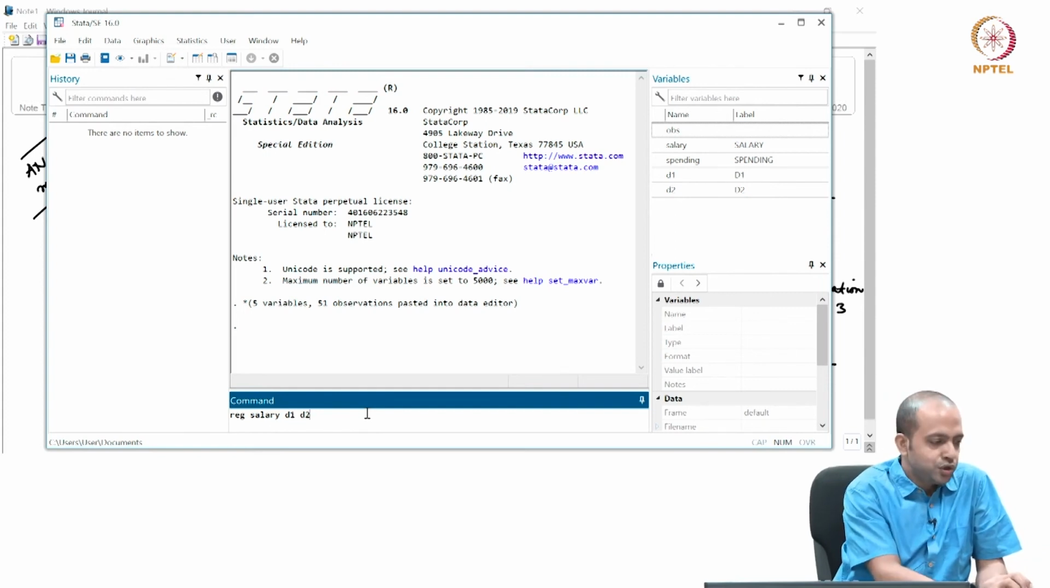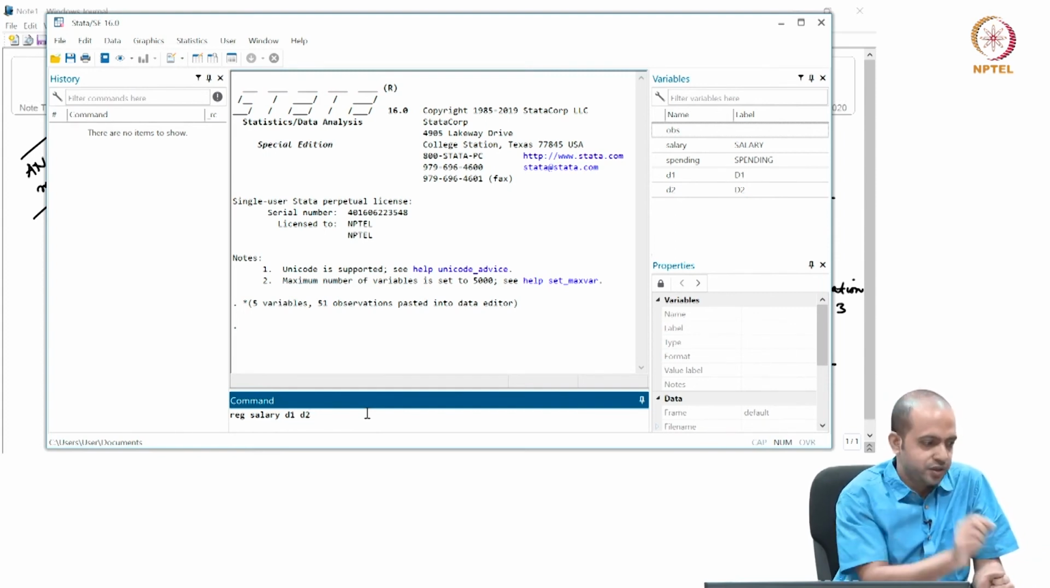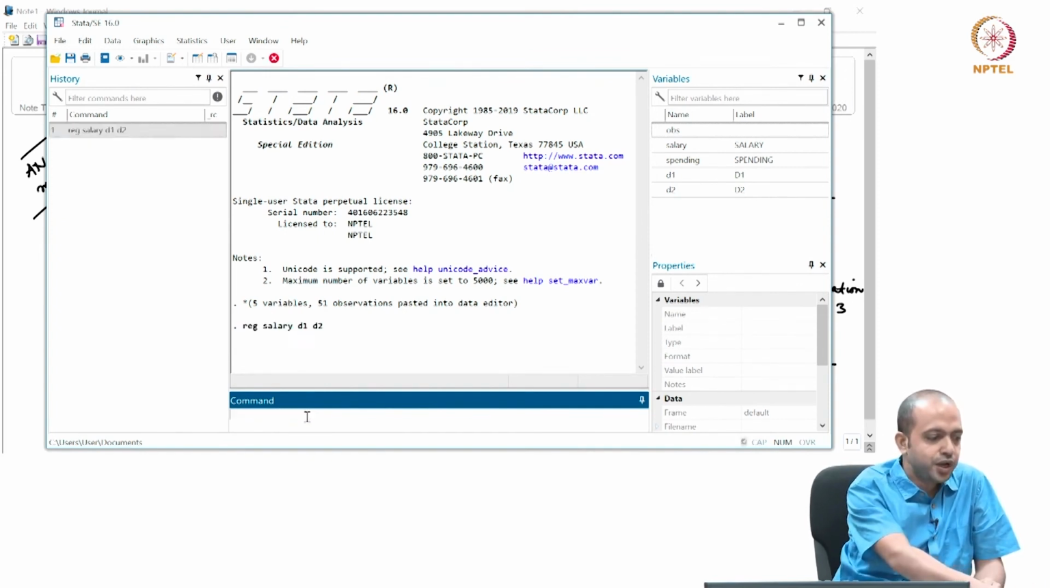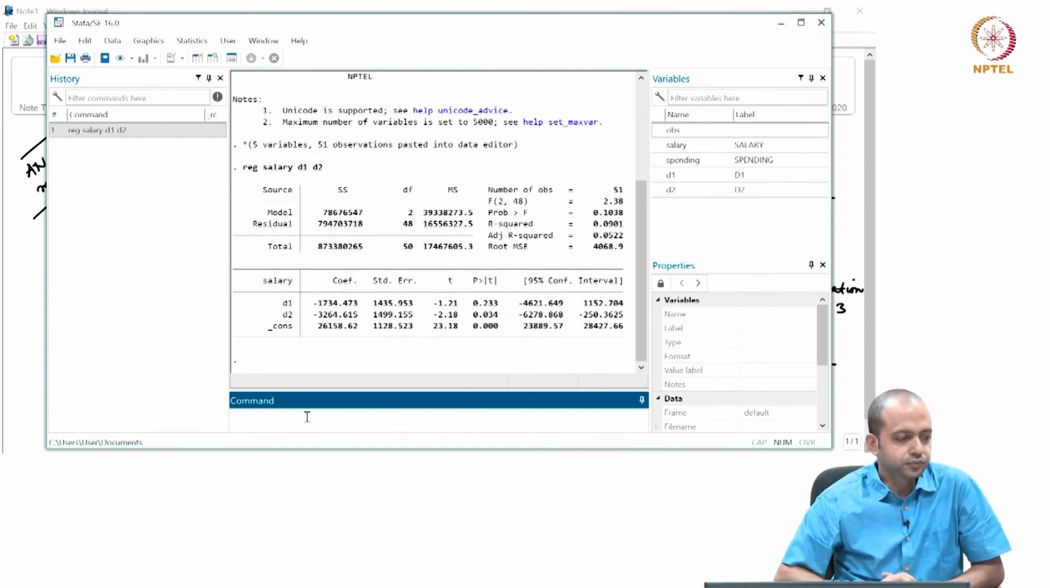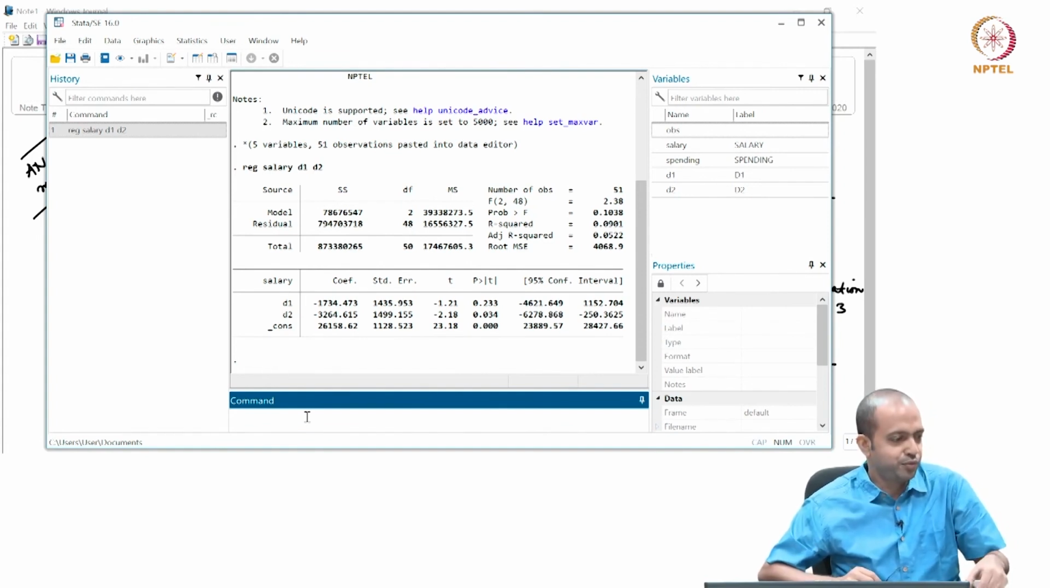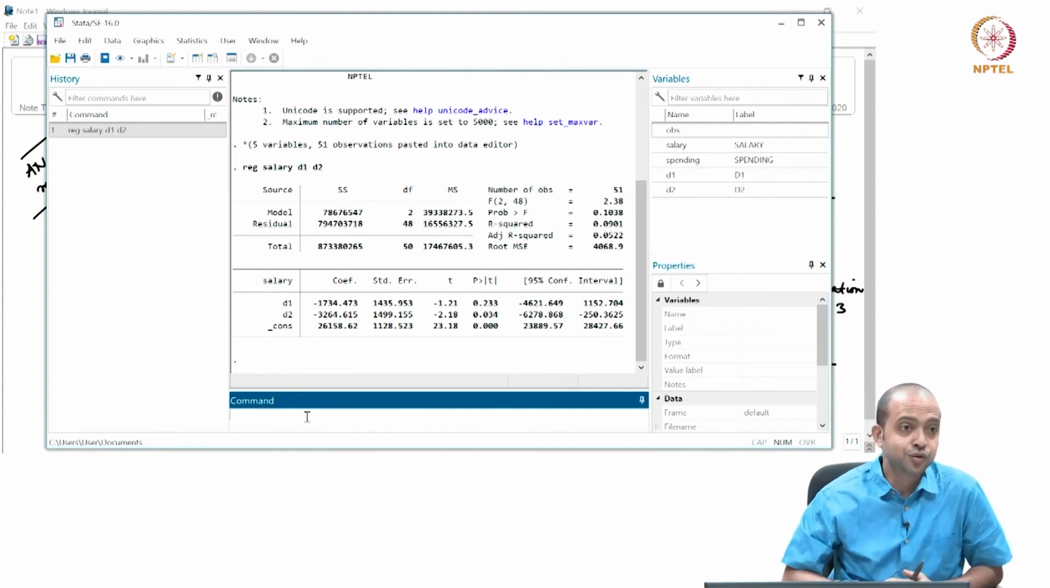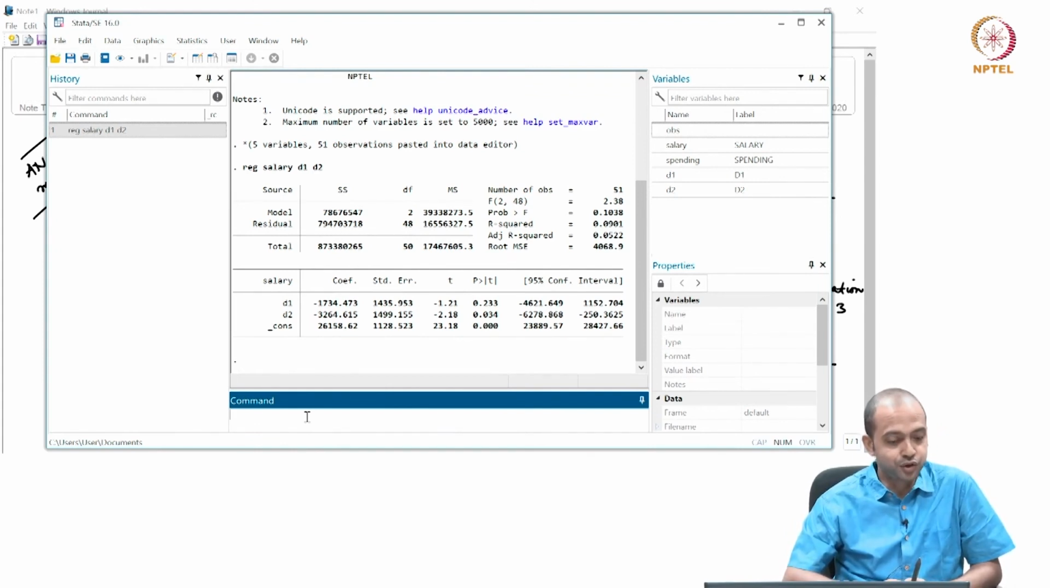D1 and D2. Every time you have to remember to give one space. First you introduce salary space D1 space D2, and after that you have to press enter. Okay. So, we have now estimated the model, and now what you have to do? You have to interpret the coefficients, and interpretation we have already discussed.